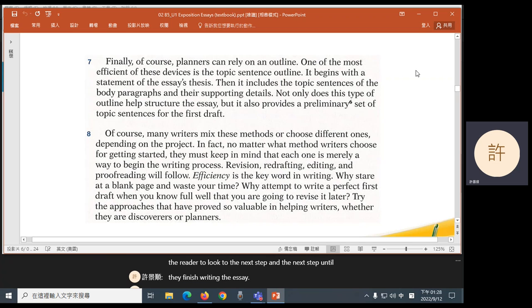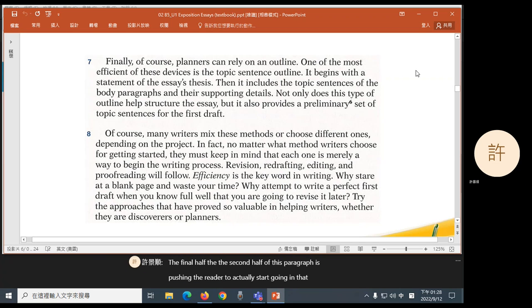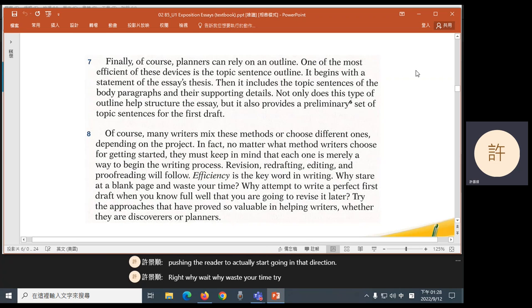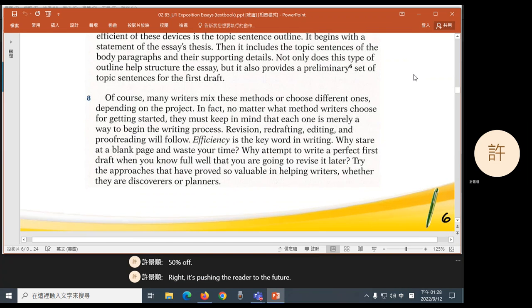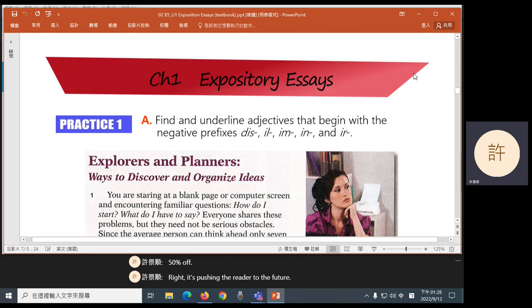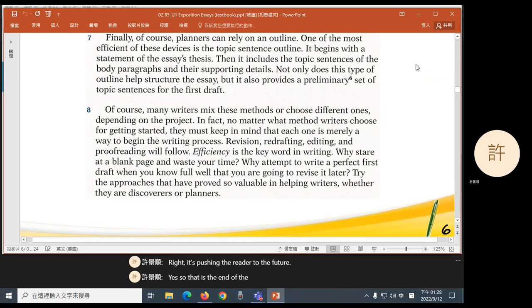And then once you know what it's going to be like in the future, the final half, the second half of this paragraph is pushing the reader to actually start going in that direction. Right? Why wait? Why waste your time? Try these ideas today. Right? It's pushing the reader to the future. Yes, so that is the end of the essay.